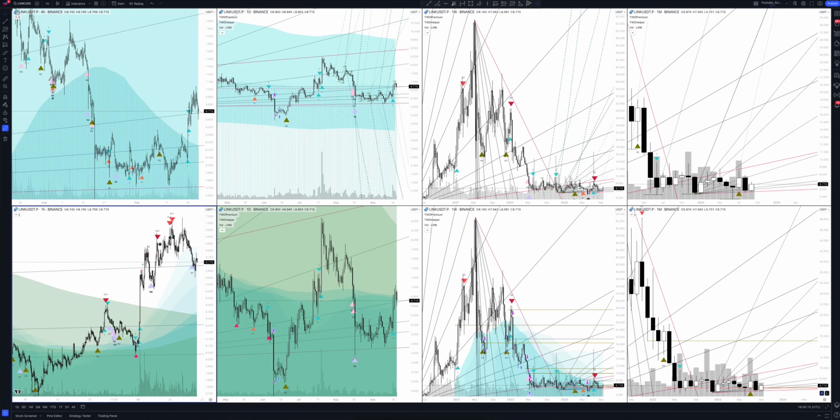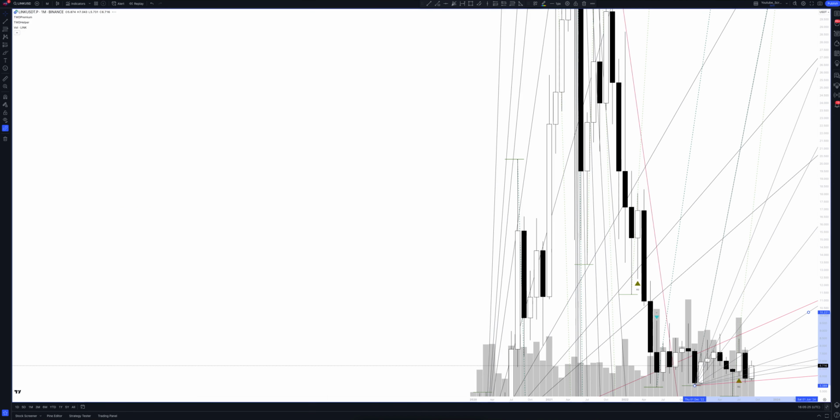Today we will take a look at Chainlink cryptocurrency. Let's analyze the market situation and find out how you can make money on it. Let's start. We always start our analysis from the global market.